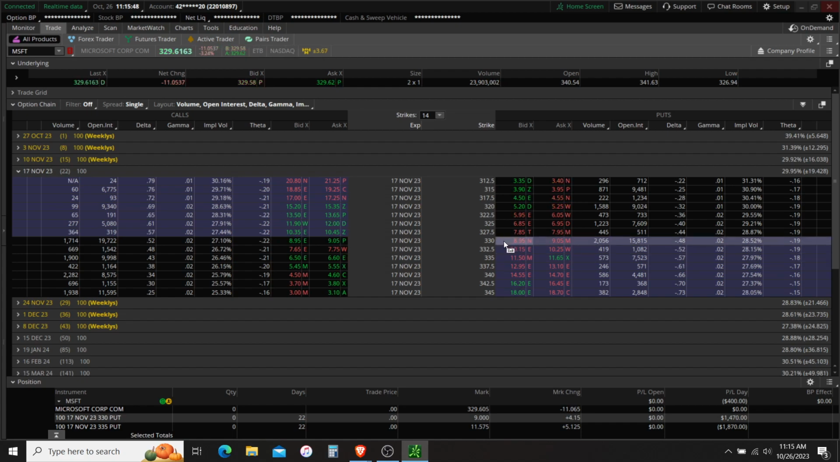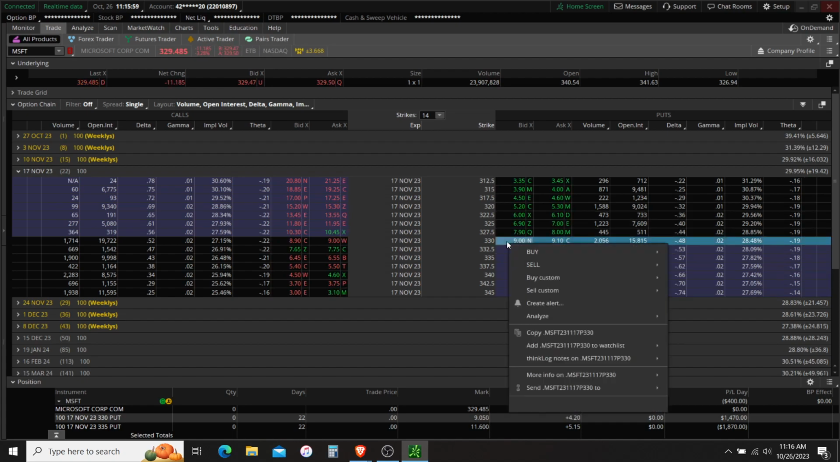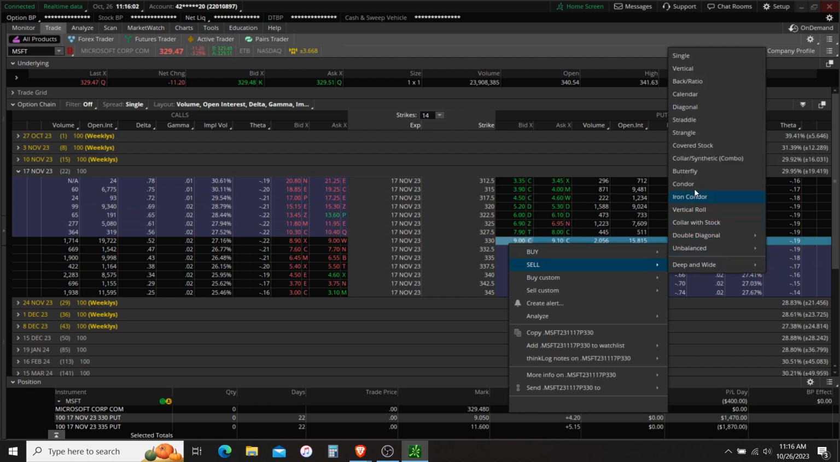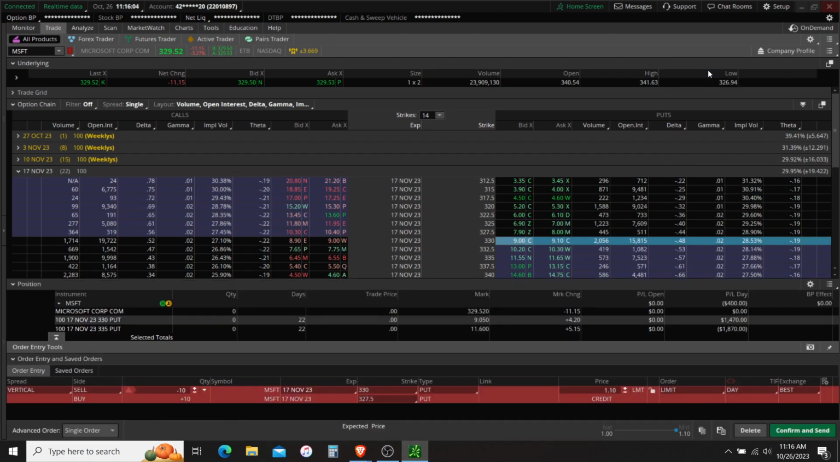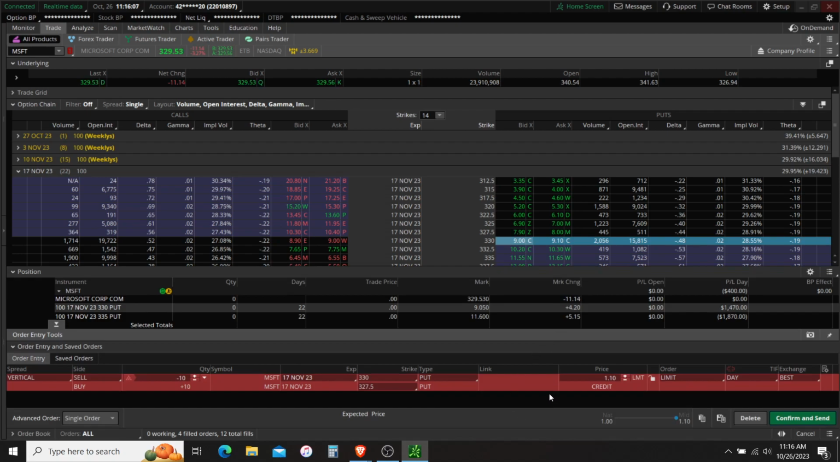So what we can do, let's just say we're going to sell at the money. Obviously, down here you have in the money, or you can do out of the money. So you right click, open the sell menu, and choose vertical. These trades are sometimes called vertical trades. What we're doing here is selling 10 contracts of Microsoft that expire November 17th, 2023, and the strike price is going to be $330. You can see the negative sign here; these are the ones we're selling.